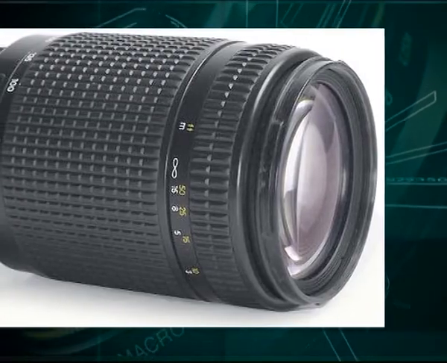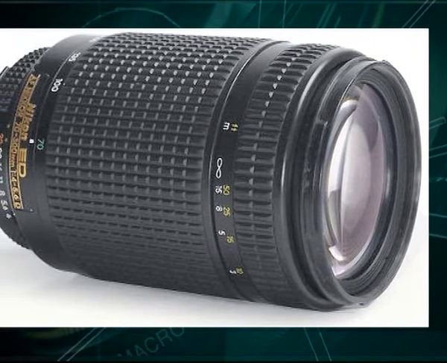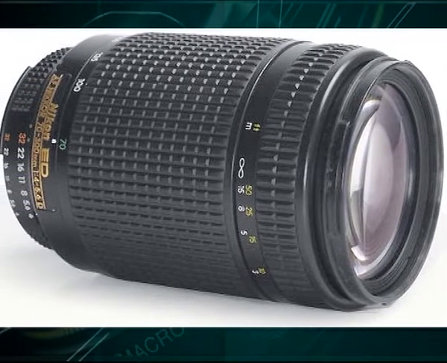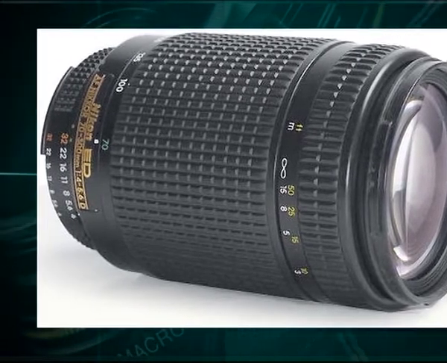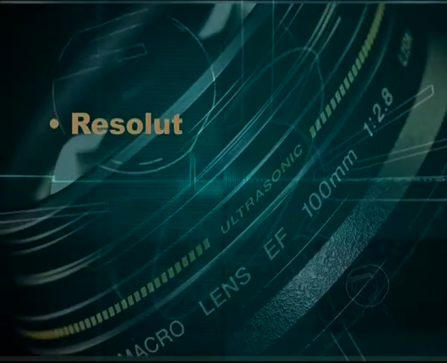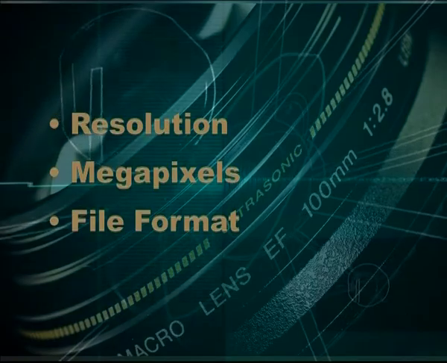The third lens that is part of every professional photographer's kit is the wide-angle lens. This lens gives the photographer a wider field of view than a normal lens and is very suitable for taking pictures of large groups. Three new terms that have crept into every photographer's terminology in the digital era are resolution, megapixels, and file format.